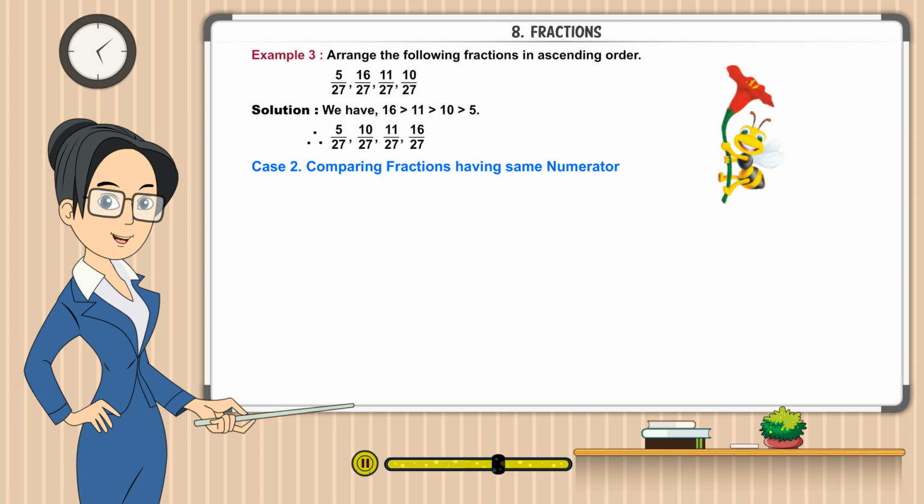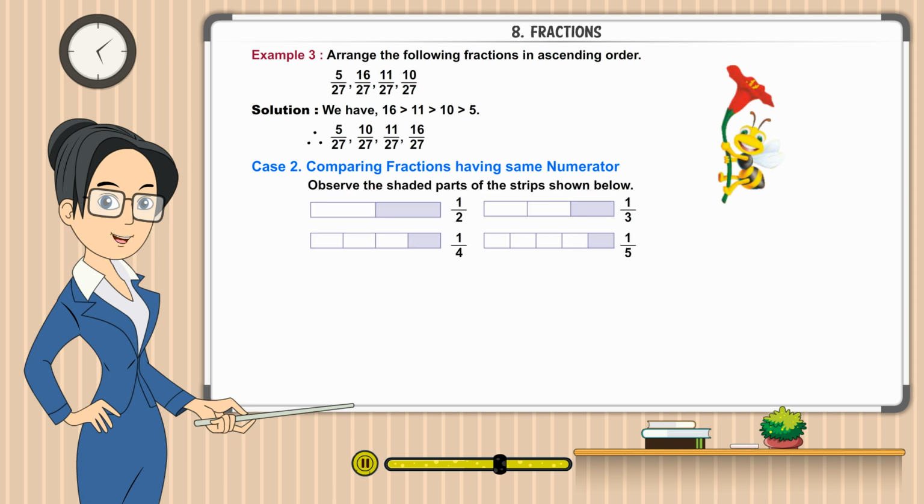Case 2. Comparing fractions having the same numerator. Observe the shaded parts of the strips shown below. On comparing the shaded parts, we observe that 1 upon 2 is greater than 1 upon 3 is greater than 1 upon 4 is greater than 1 upon 5, or 1 upon 5 is less than 1 upon 4 is less than 1 upon 3 is less than 1 upon 2.